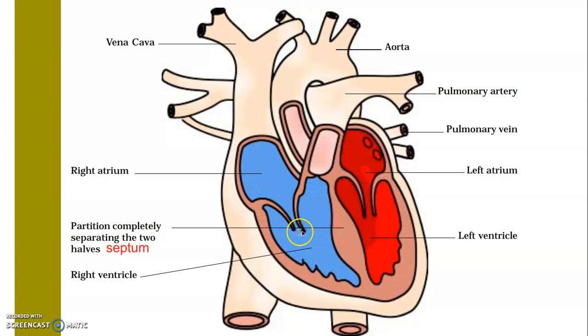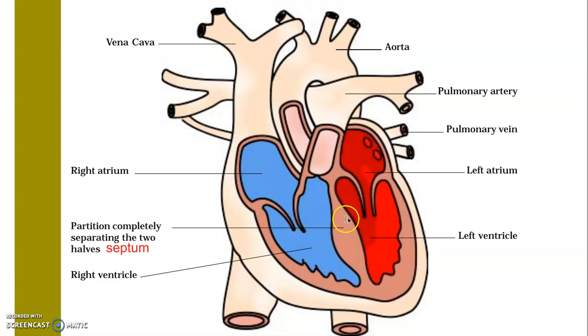So these valves make sure that the blood is flowing in unidirectional flow. It doesn't come back. All right. And here you can see this partition. This partition is separating these two halves so that this blood cannot go here and this blood cannot go here. Right. And they just follow their own path. That's it. And this partition which separates these two parts of our heart is called septum.